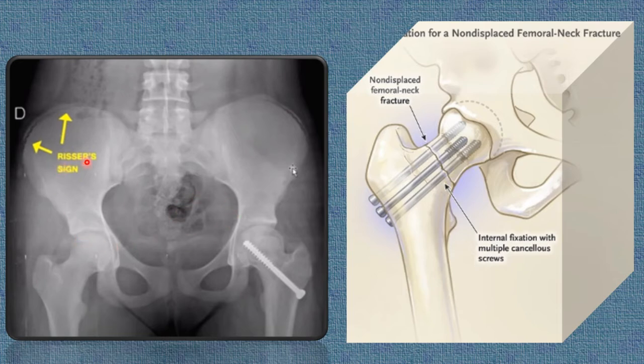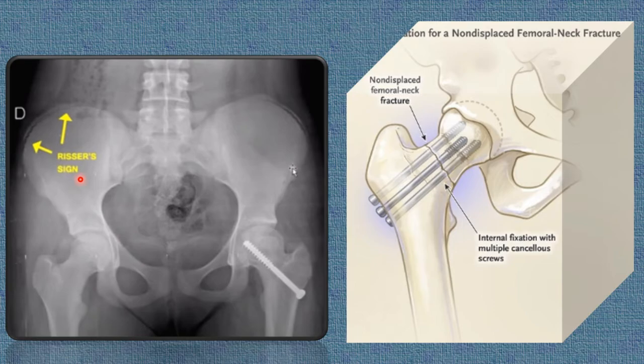And what is this, the Risser sign? What is this? Is that a fracture? No, it shows that this person is growing. Again, apophysis. The apophysis in the hip bone is also used to estimate the age of a patient. So this is called the Risser sign.